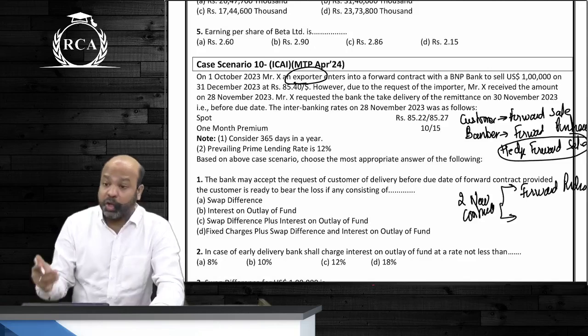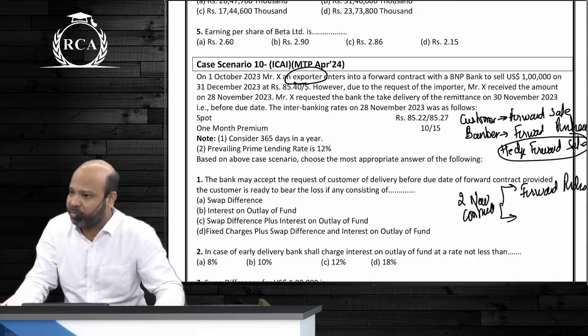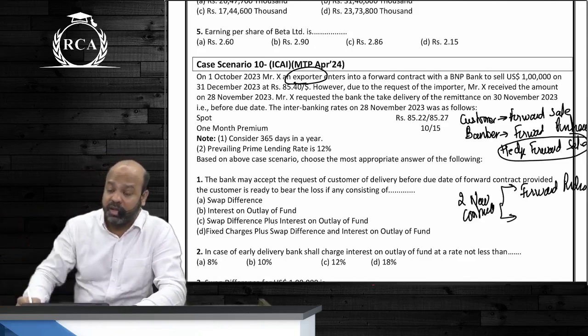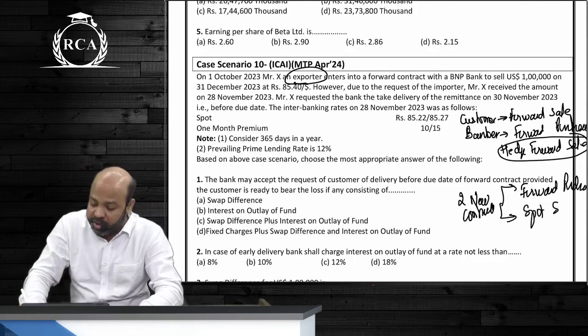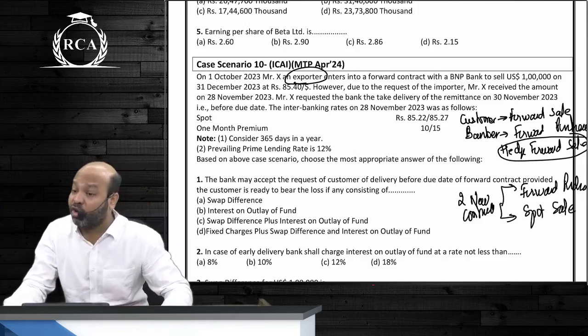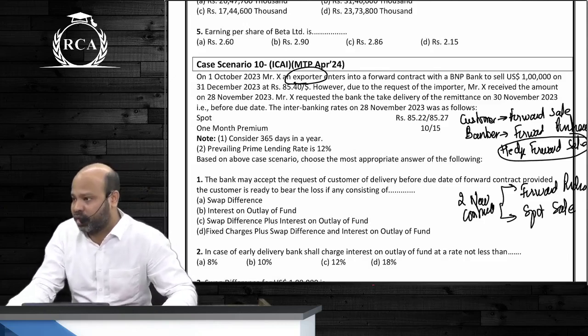Plus, you are giving dollars to the banker immediately. What will the banker do with those dollars? Spot sale. What do we call the difference between these two? Swap loss. This is what the banker is going to recover from you.